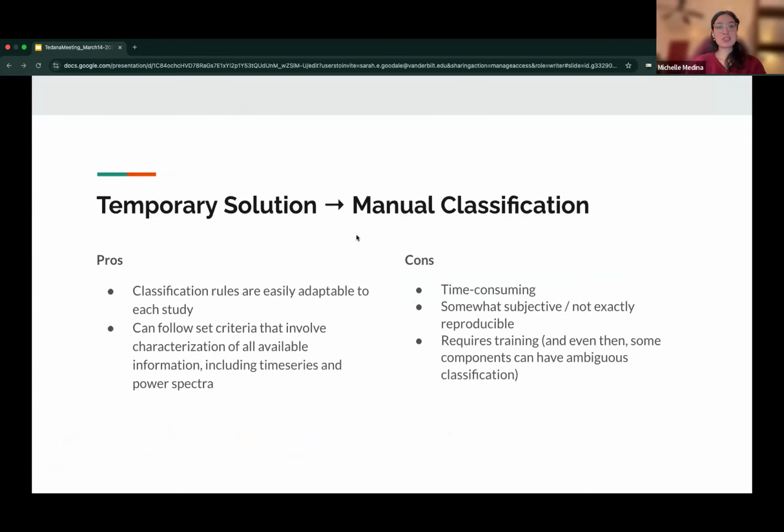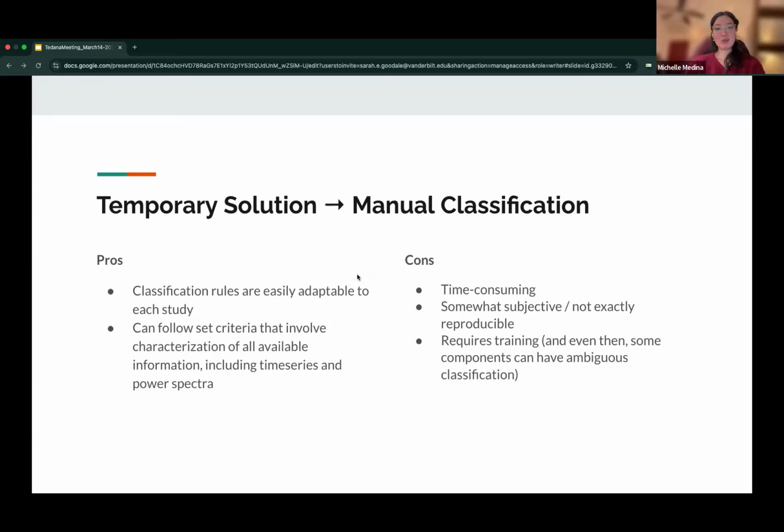So as a temporary solution, a lot of people have started manually classifying the components, and it has multiple advantages. Classification rules are easily adapted to each particular study. You can follow a set criteria that involve characterization using the provided information, like the time series or the power spectra, like I was walking through in some examples before.